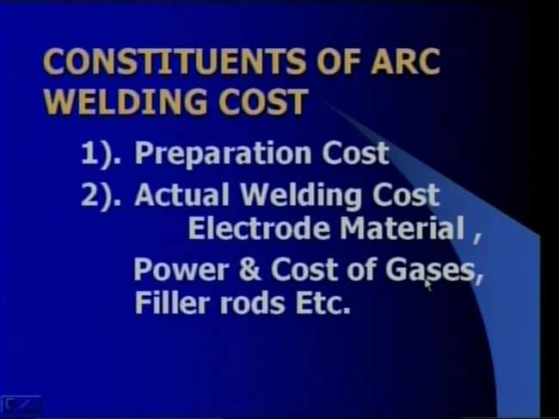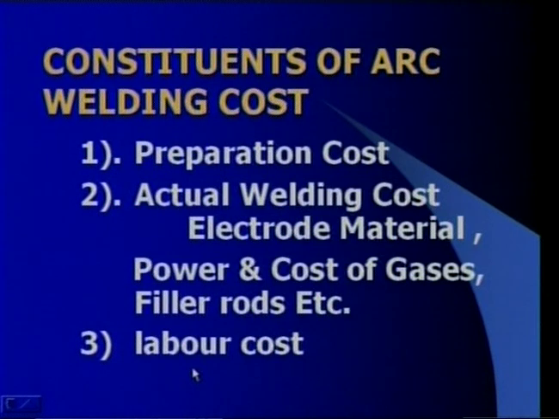Next, in case of gas welding, we make use of oxygen and acetylene gases. The cost incurred in the consumption of oxygen and acetylene gases comes under cost of gases in gas welding. Next, filler rods. Depending upon the applications, we use different types of filler rods. Whatever cost is incurred for those filler rods comes under actual welding cost. Next, labor cost. This is another cost that comes under the actual welding process.